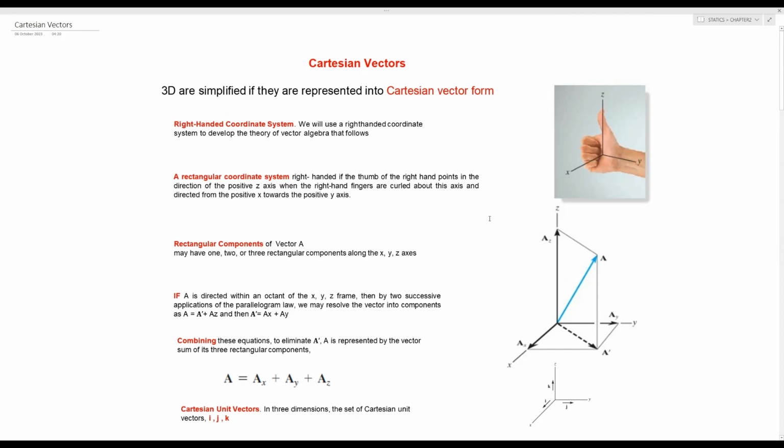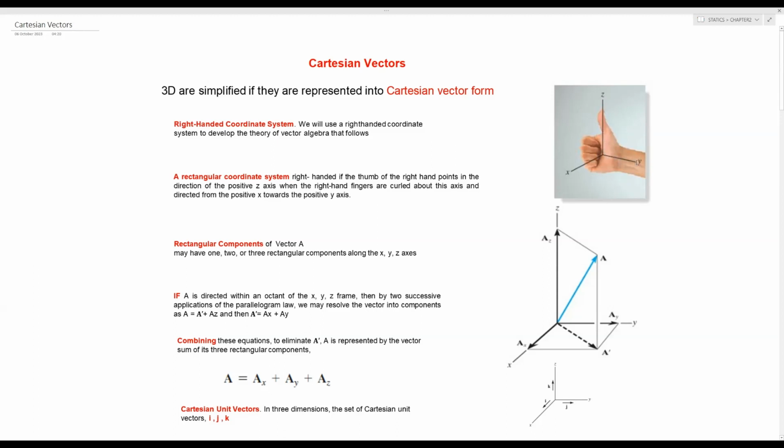Cartesian vectors. When we are working with 3D problems, those problems are simplified if they are represented in Cartesian vector form. The Cartesian vector form follows what is called the right-handed coordinate system and the rectangular coordinate system. Both are true if and only if the positive z-axis is pointing towards your thumb.